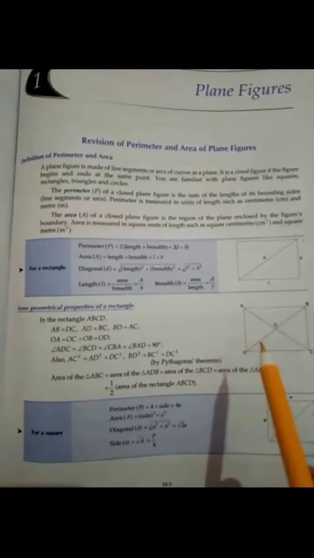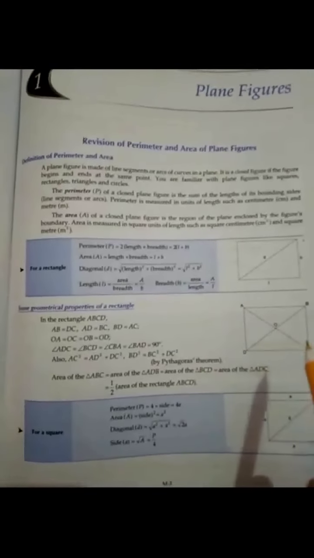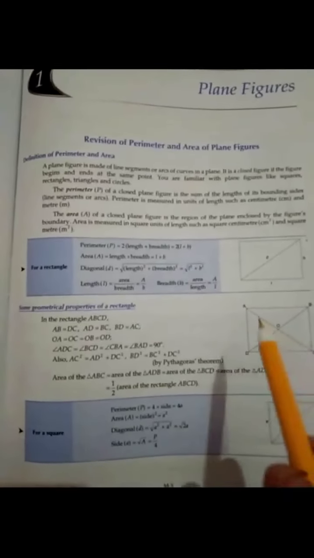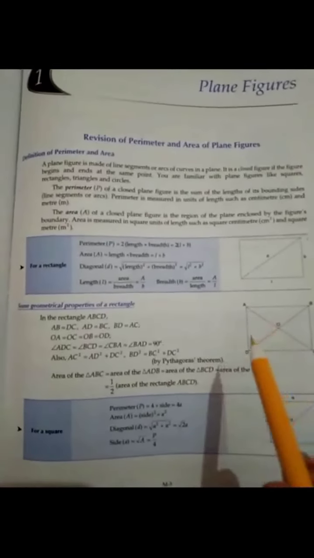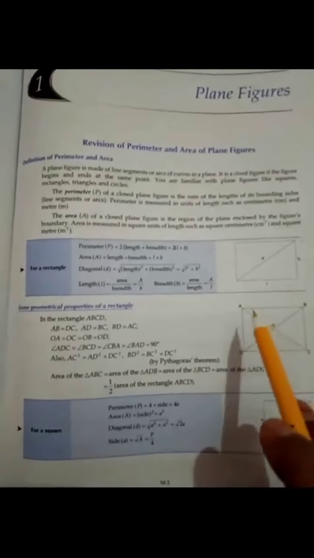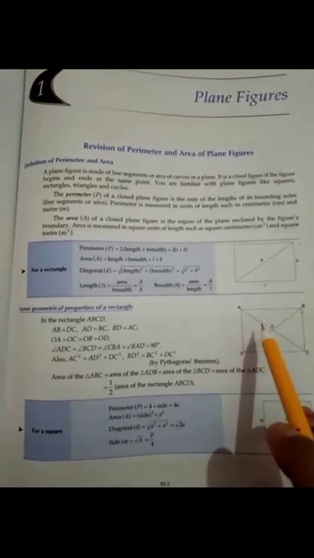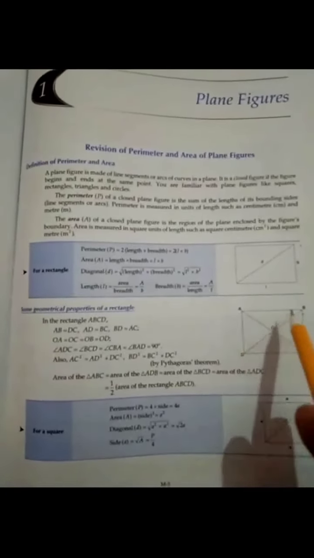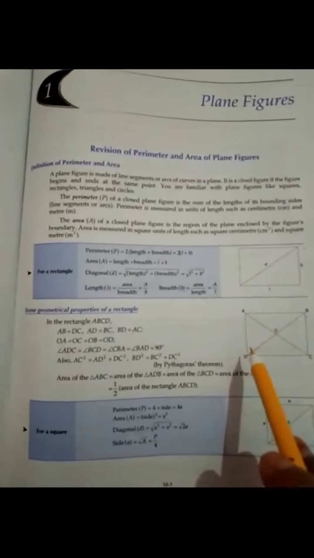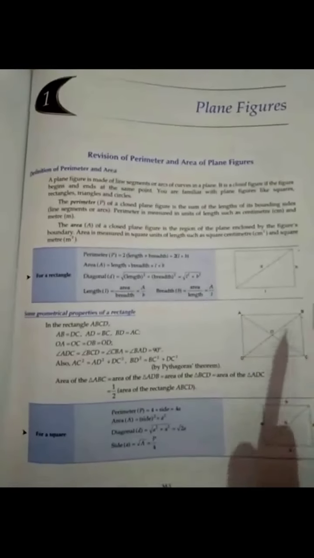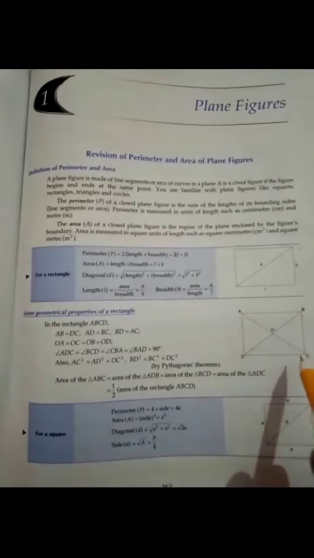Clear, student? And one more property of the rectangle: we know that in a rectangle all the angles are 90 degrees. If we take this part of the rectangle, this is a right angle triangle, right angle at D, and if we take this portion, then this angle B is a right angle. Same for this part and same for this part. Clear? And all these four angles are 90 degrees.